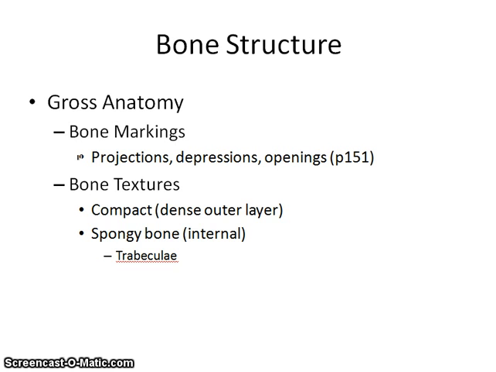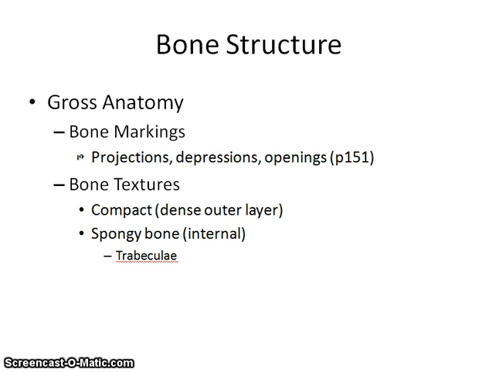Alright, moving on to structure. There's interesting things about bones that don't really apply to other organ systems, and that's their bony markings. So each bone has different spots, either projections, meaning things that stick out, depressions, like little grooves, or openings that can all be found on page 151. I would encourage you to check that out. And these things kind of make the bones unique and identifiable.